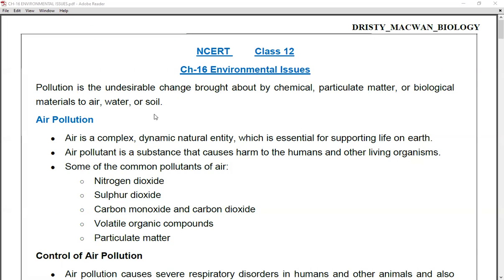environment. So pollution is the undesirable change brought about by chemical, particulate matter or biological materials to air, water or soil. Now what exactly can we say a pollution is? It is an undesirable change, that is, it is not a change which is desired. It is brought about by any of the chemicals, particulate matter or biological materials, to three things: first air, water and soil.